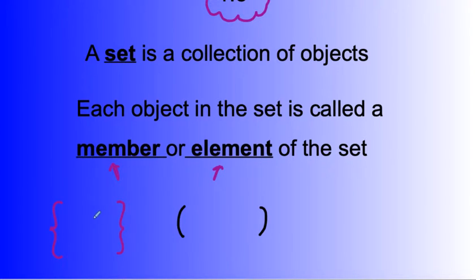So if I say we have set A, and in the set we have the numbers 1, 2, 3, 4, and 5, we could say then that A equals {1, 2, 3, 4, 5}. And so we know that the objects in this set, or the members of this set, are 1, 2, 3, 4, and 5.